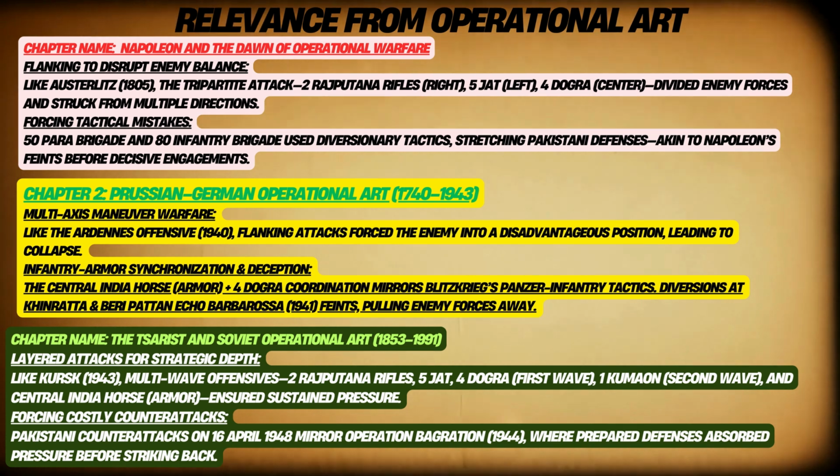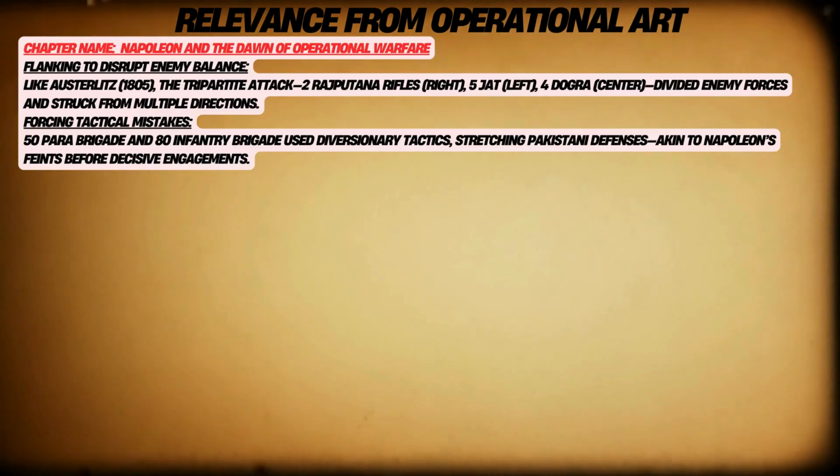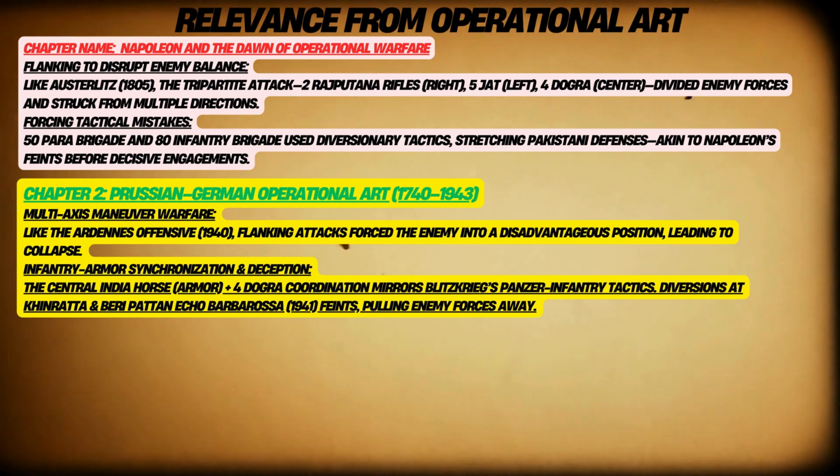50 Para Brigade and 80 Infantry Brigade used diversionary tactics, stretching Pakistani defenses, similar to Napoleon's use of feints before decisive battles. Chapter 2. Prussian-German Operational Art, 1742-1943. Multi-axis maneuver warfare. Like the Ardennes Offensive, 1940, flanking attacks forced the enemy into a disadvantageous position, ultimately leading to their collapse.